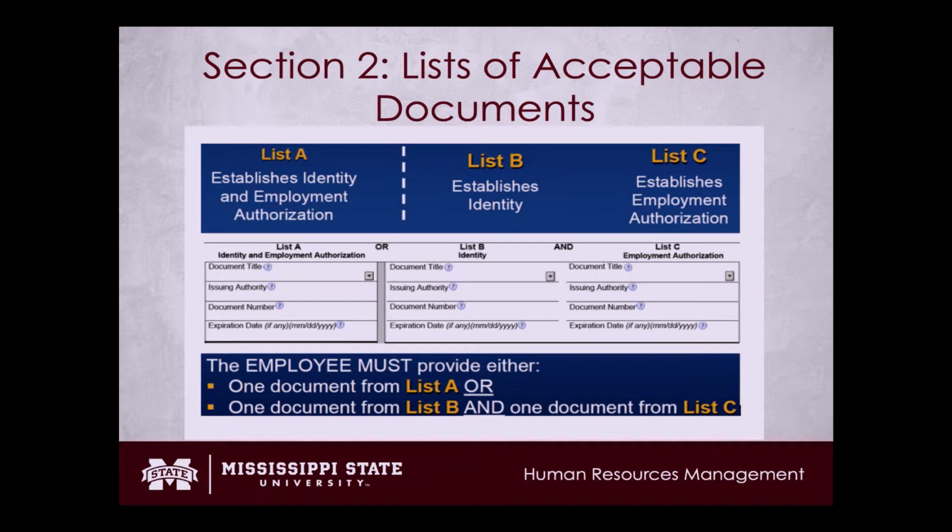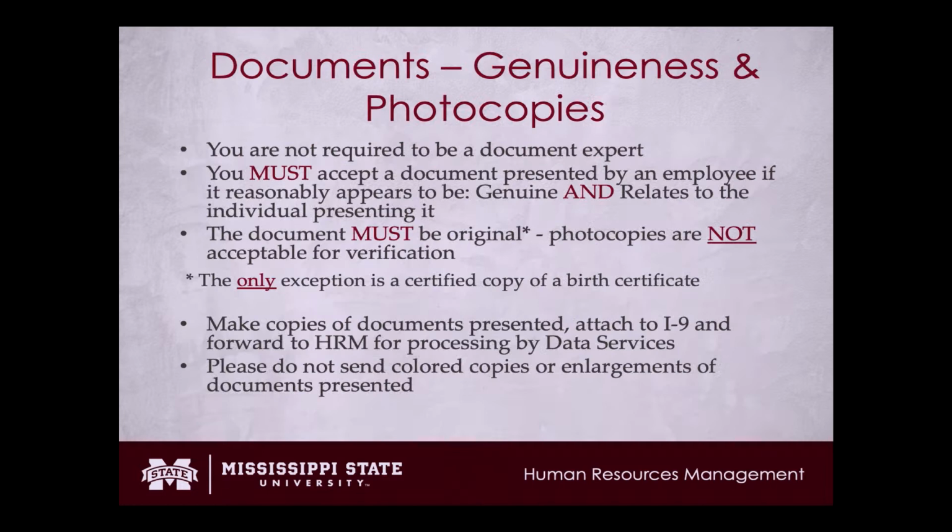The list of acceptable documents, once you receive those from the employee, this is where you would enter that information. If they used an item such as the passport, that would go in list A. If they're using a driver's license and a social security card, you would put the driver's license in list B and the social security card in list C. Please be sure to follow what the form is asking for and make sure that all the information is there, it's correct and legible.